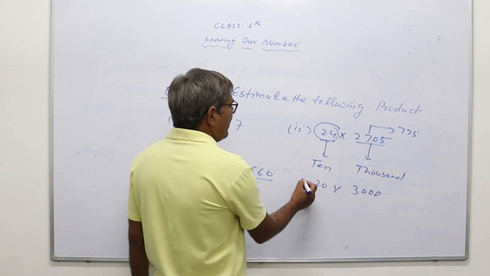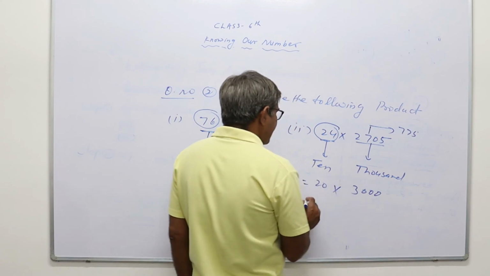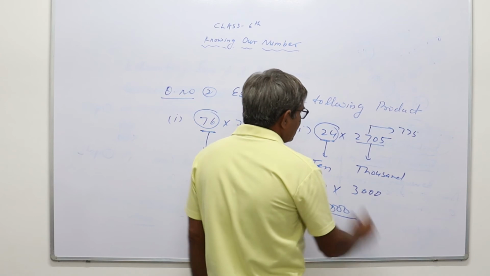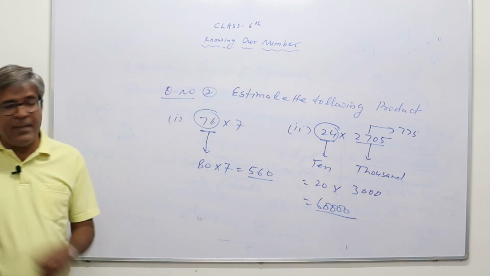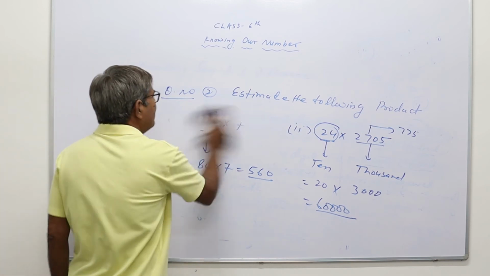Now this product will be 20 into 3000. 3 twos are 6, and put 4 zeros after 6, so it will be 60,000. So in this way, we will estimate the given number and find the product. One more example we are taking here.